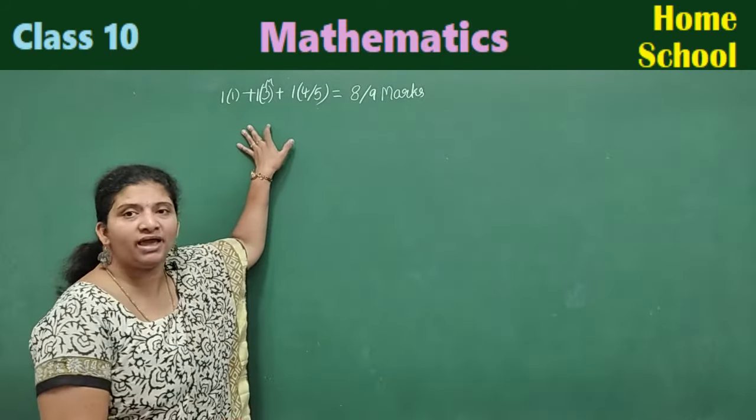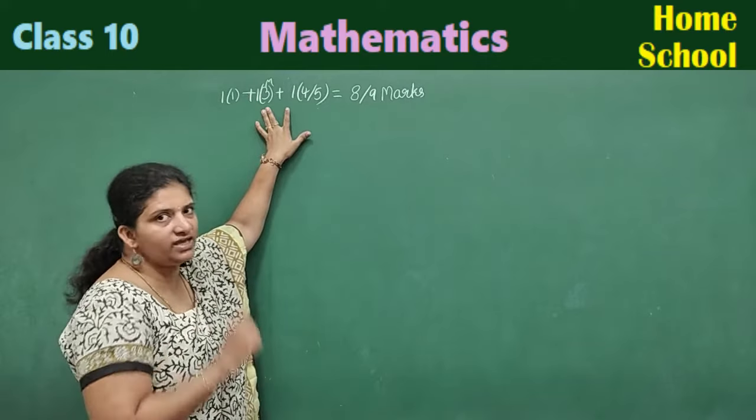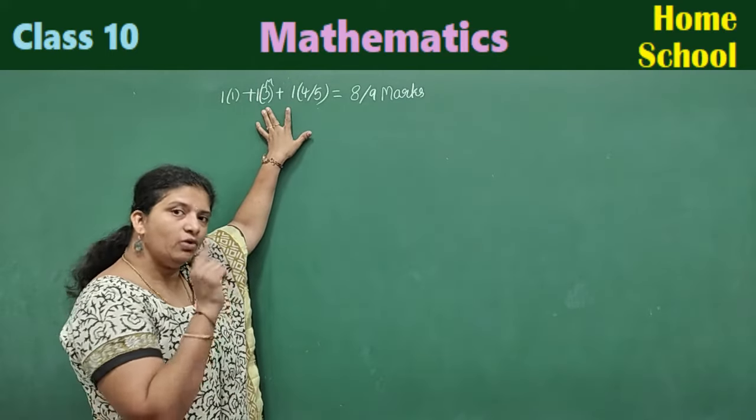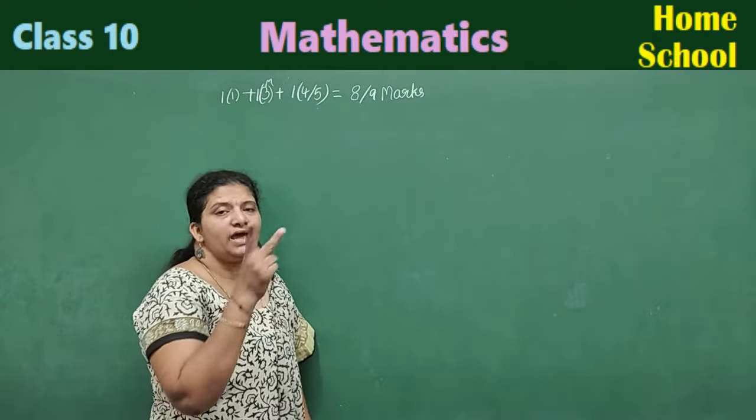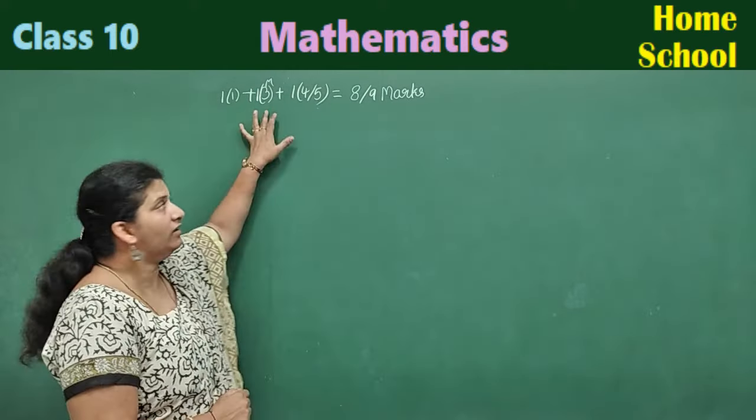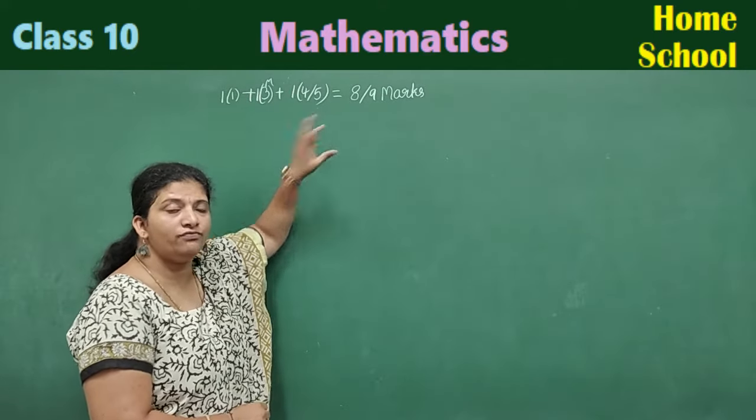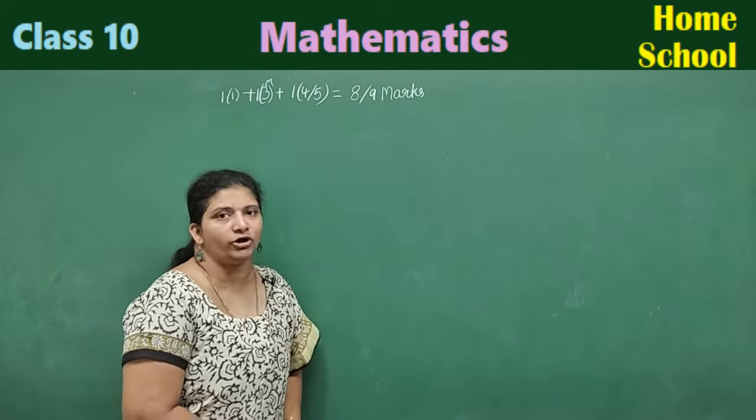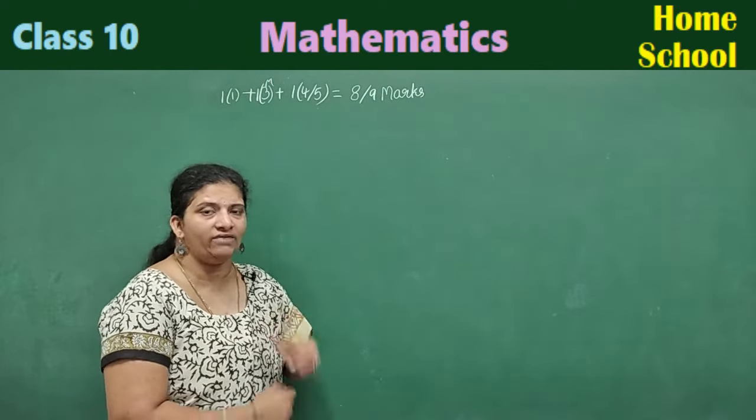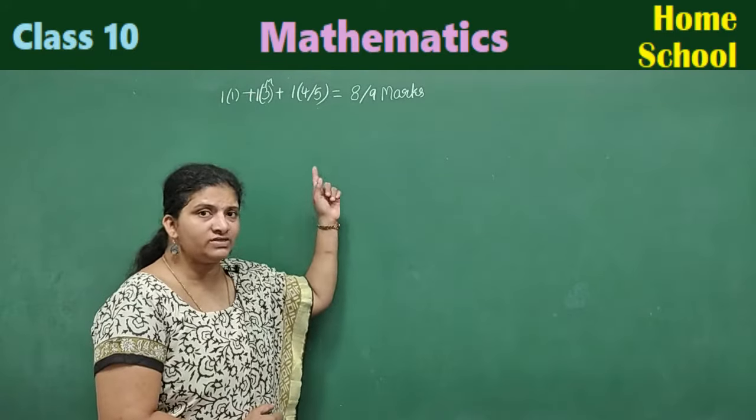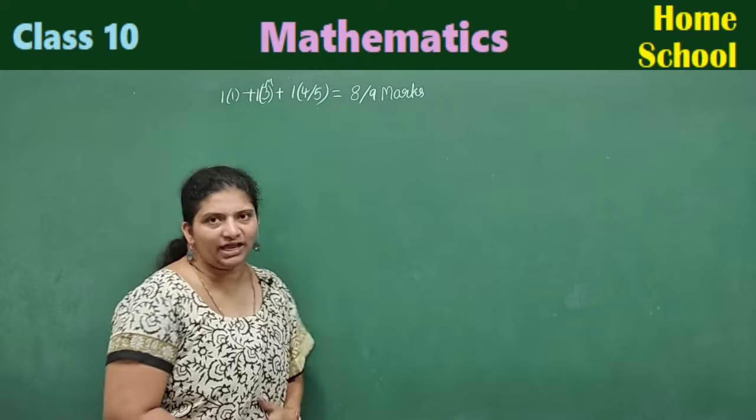In 1 mark they may ask the statement of the theorem, and in 3 marks one theorem is compulsory, that will be only from the circles chapter. In circles there are two theorems, among that any one will come for 3 marks. Coming to 4 or 5 marks, there are 4 theorems which are very important in the triangles chapter. Among those 4, any one will come either for 4 marks or 5 marks. So total for these theorems, 8 to 9 marks.